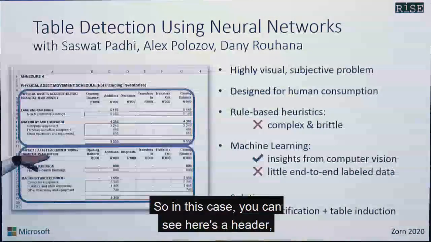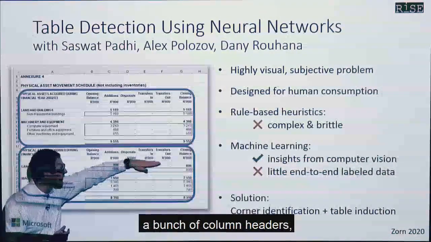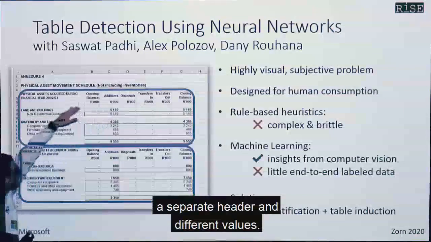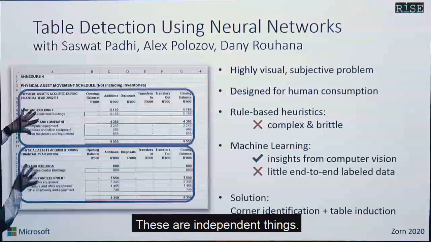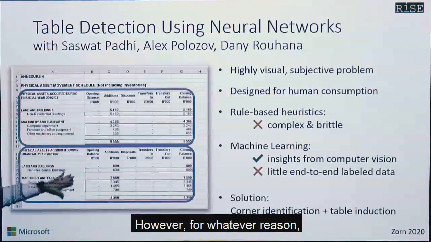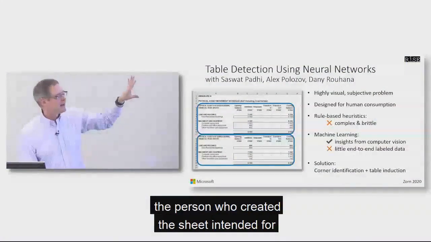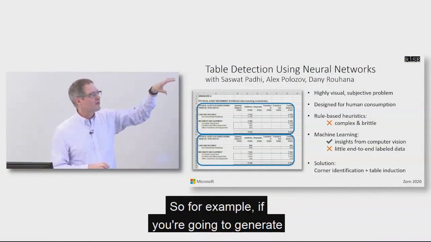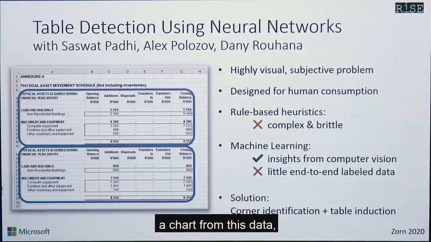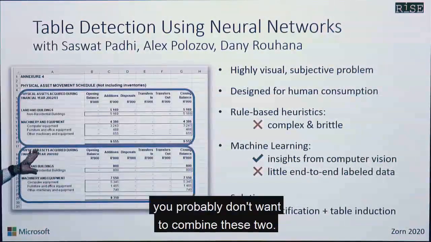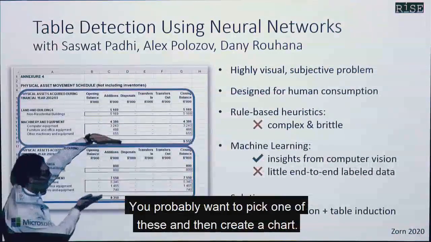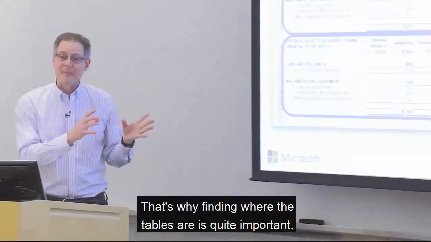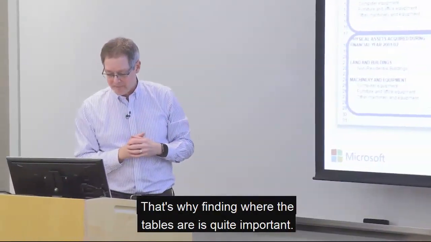So in this case, you can see here's a header, a bunch of column headers, and here's some values. And here's a separate header and different values. And these are independent things. For whatever reason, the person who created the sheet intended for them to be separate and to be looked at differently. So for example, if you're going to generate a chart from this data, you probably don't want to combine these two. You probably want to pick one of these and then create a chart. And that's why finding where the tables are is quite important.